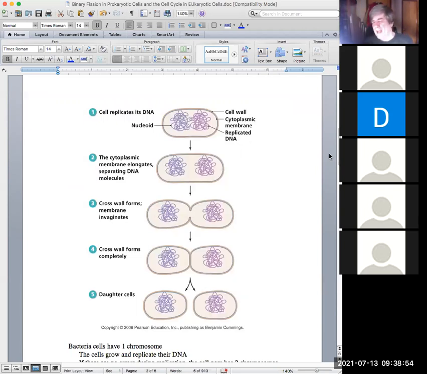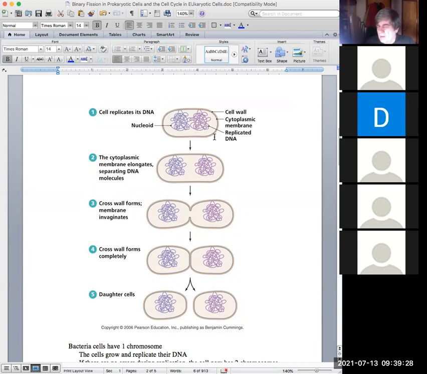So binary fission happens in bacteria and archaea because they both have prokaryotic cells. And it happens in a few eukaryotic organisms if they're single-celled. So if you had a prior class in biology, you might have studied an organism called amoeba or paramecium. And those organisms are one cell, is their entire body, they're single-celled, and they reproduce by binary fission. So we're going to focus on binary fission in a bacteria cell.